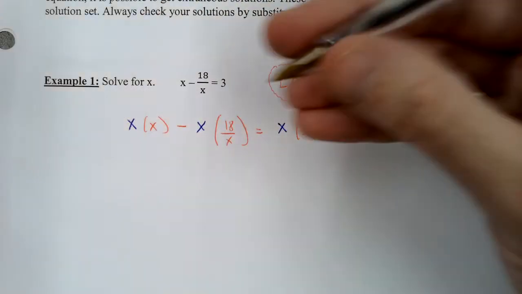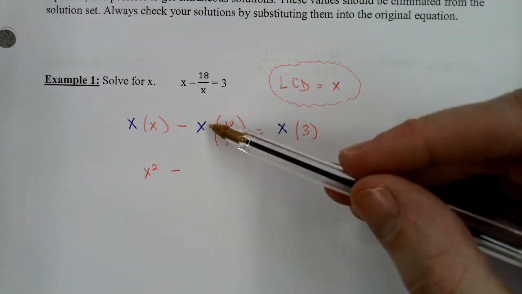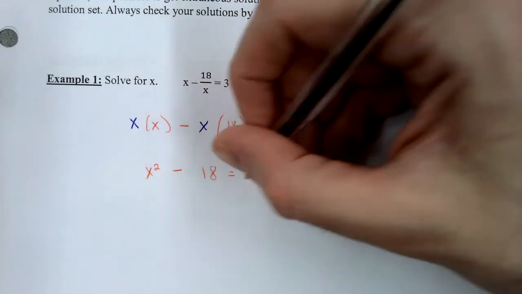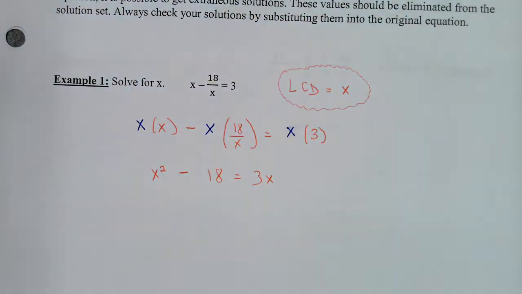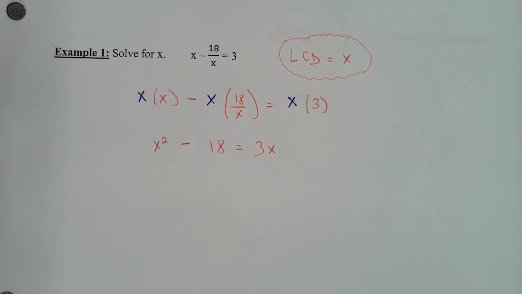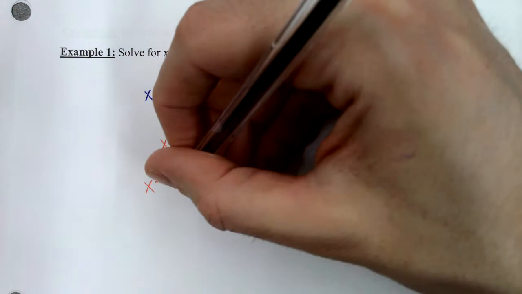x times x is x squared. Minus. Again, the point of doing this is to eliminate all the fractions. x times 18 over x, the x's get eliminated, so you have x squared minus 18 equals 3x. Now we're going to solve this. We've done solving quadratics a lot this year. I'm going to get it equal to 0, so I'll bring the 3x over and write it in standard form.